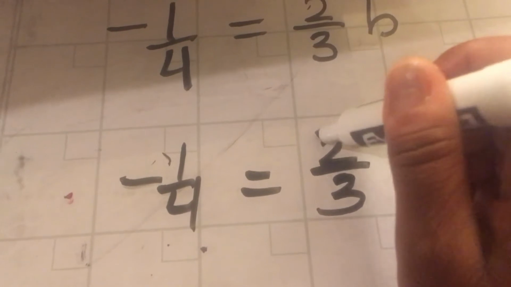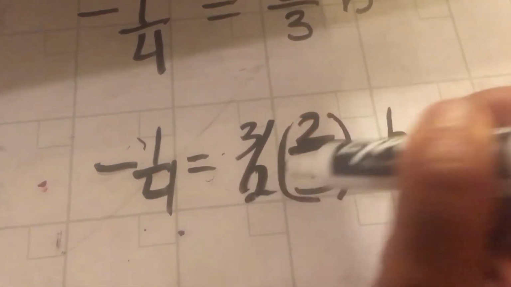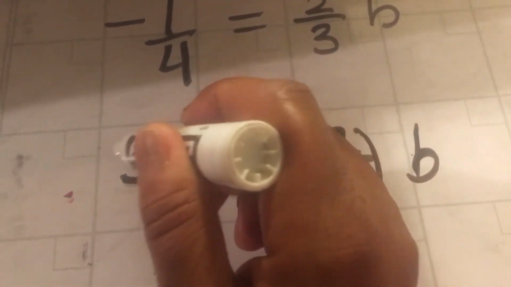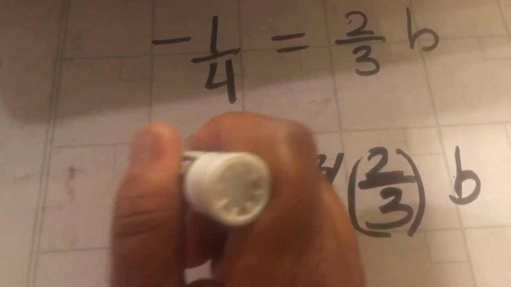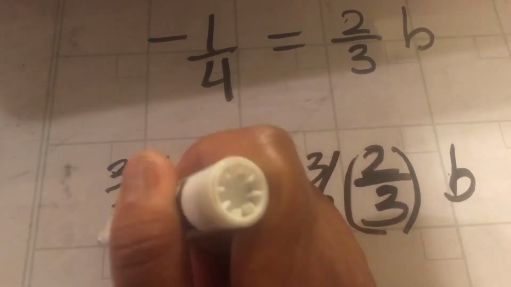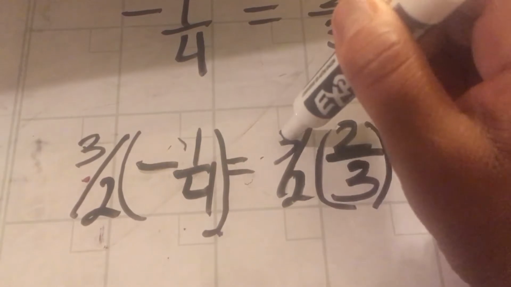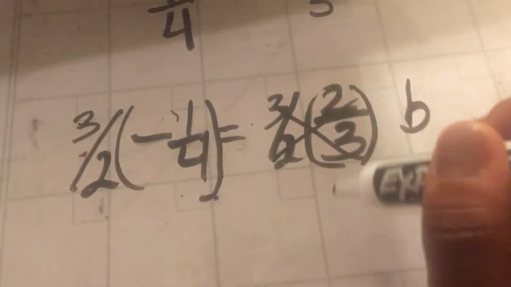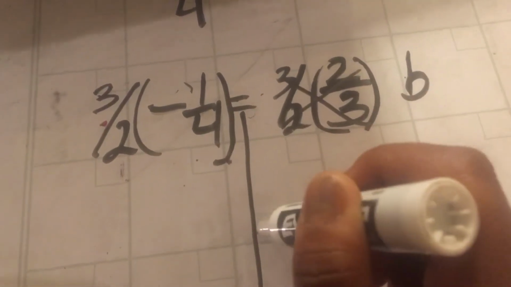So we're going to multiply by its reciprocal. Move this equal sign over. And the reciprocal would be 3/2. Come over here, put parentheses around your negative 1/4. Now multiply that by 3/2. Of course, on our right side, now these go out. So we have our b by itself.